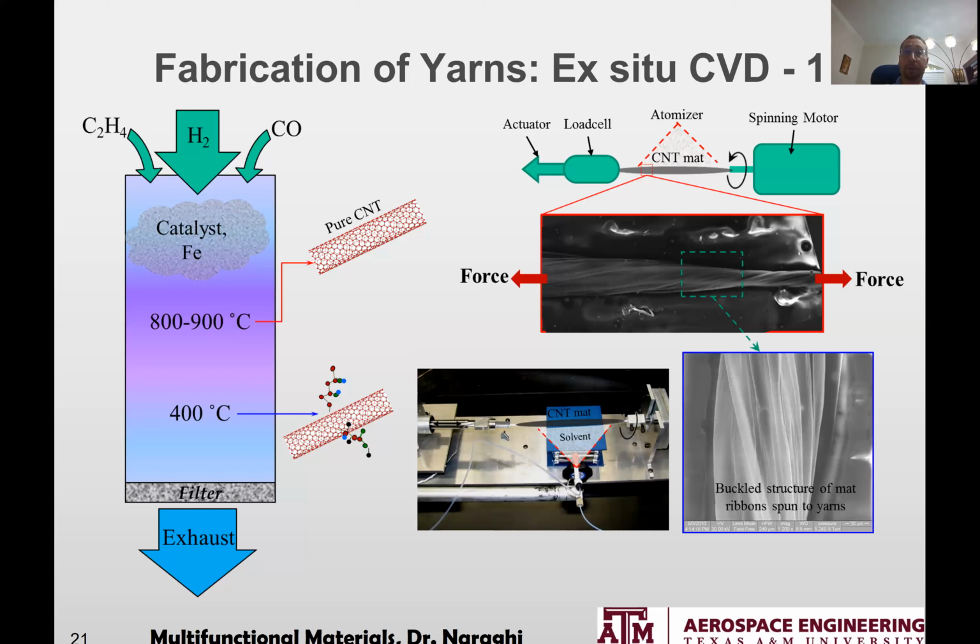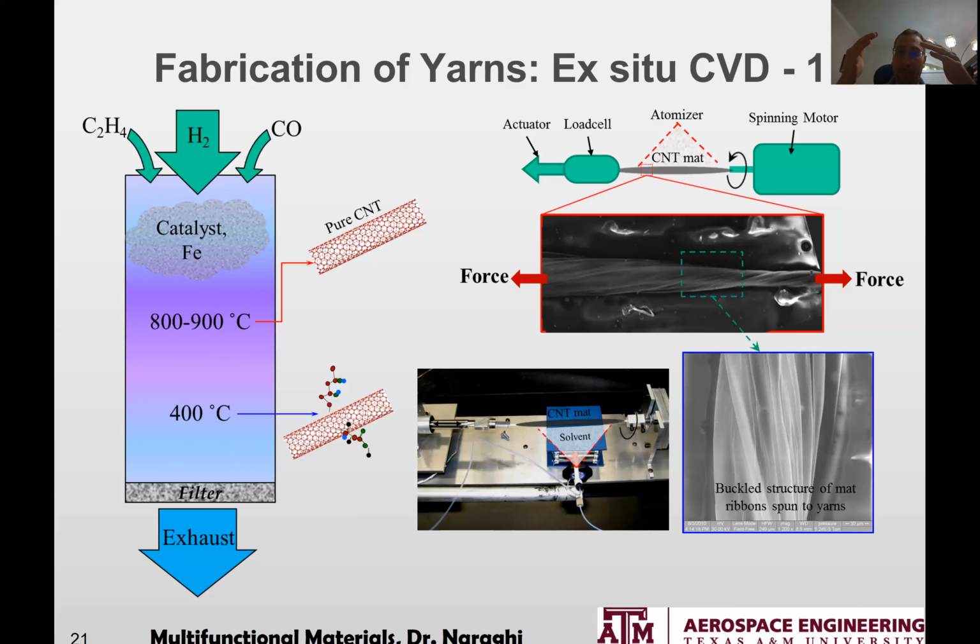In the process of rolling it up from a mat to a yarn, we also may use an atomizer to spray some liquids on it. This liquid can serve several purposes. One is we can use a very dilute concentration of a polymer and spray it onto the yarn. When you do that, the solvent evaporates, and this polymer can act like a matrix between carbon nanotubes.